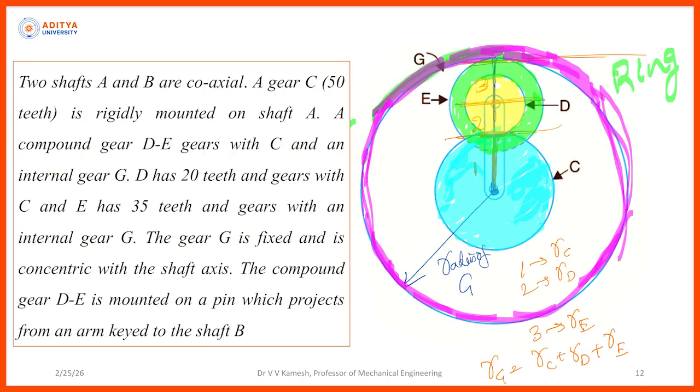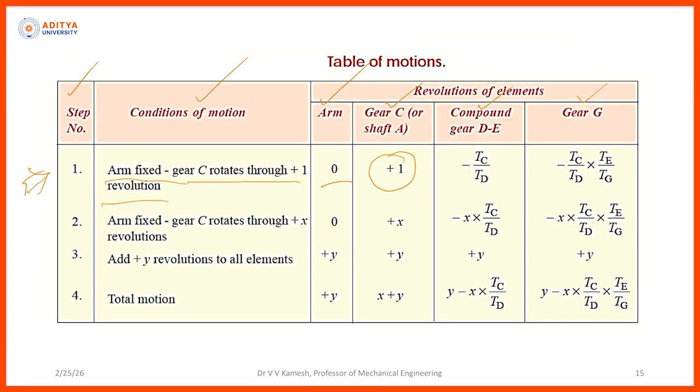You can look in this diagram. Because this diagram is with the different colors, you can understand how many meshings are there, how many energy transfers are there. So, C is meshing with D. So, I need to find ND, right? The relation ND by NC is equal to TC by TD, right?